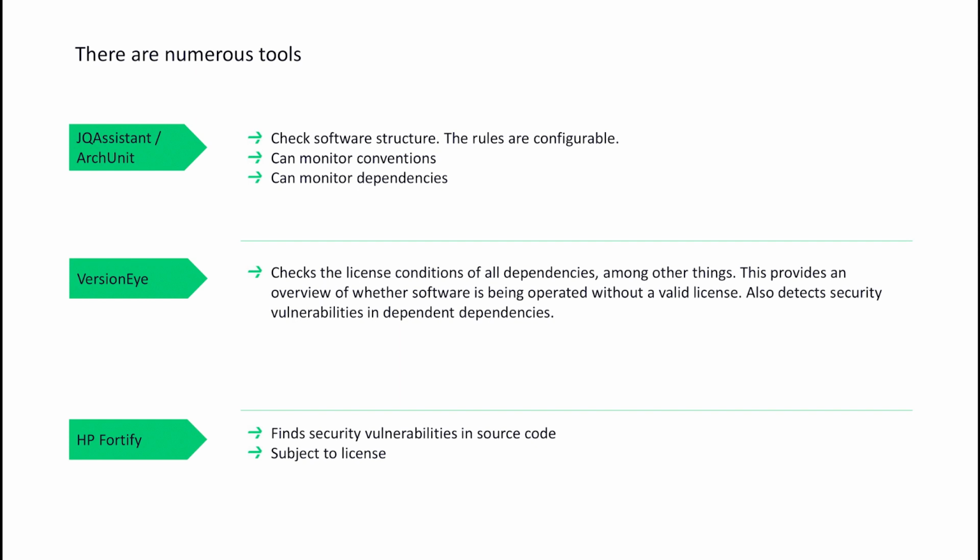Versioneye checks integrated libraries. It not only checks whether the version used is still up to date and supported, but also under which license the library was published. Known vulnerabilities in dependent dependencies are also pointed out. Another tool that explicitly finds vulnerabilities in source code is HP Fortify, but this requires a license.